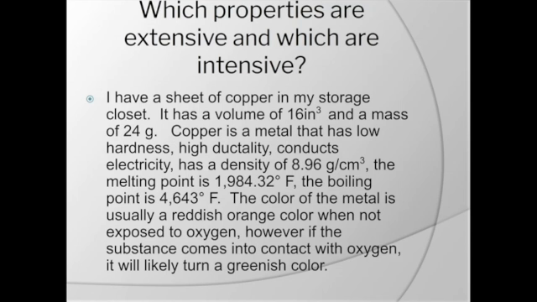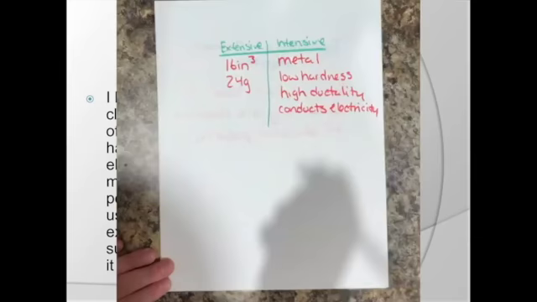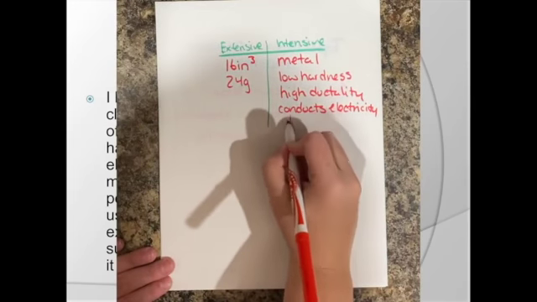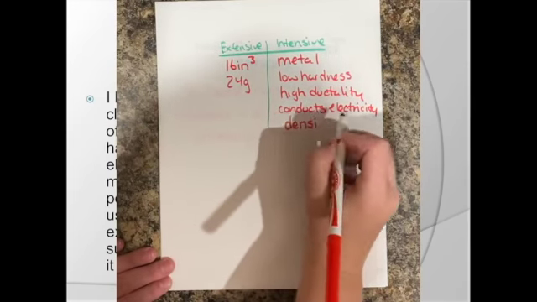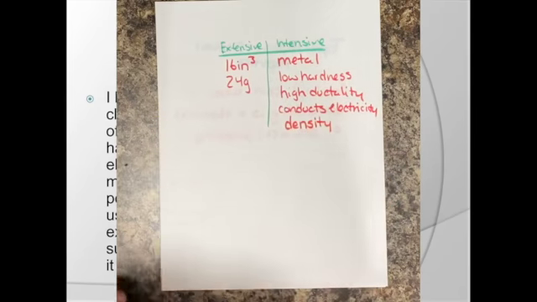A density of 8.96 grams per centimeter cubed. Now remember, density is whether it floats or whether it sinks. Does that have to do with the amount? Remember I talked about the little pebble versus the boulder. It doesn't. So that is actually intensive. So don't get that confused with your mass.